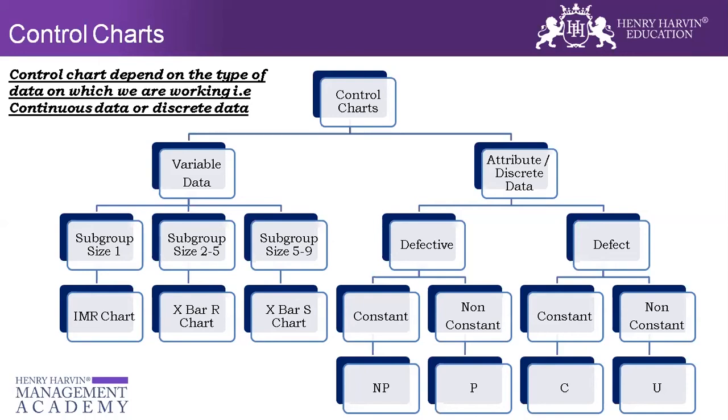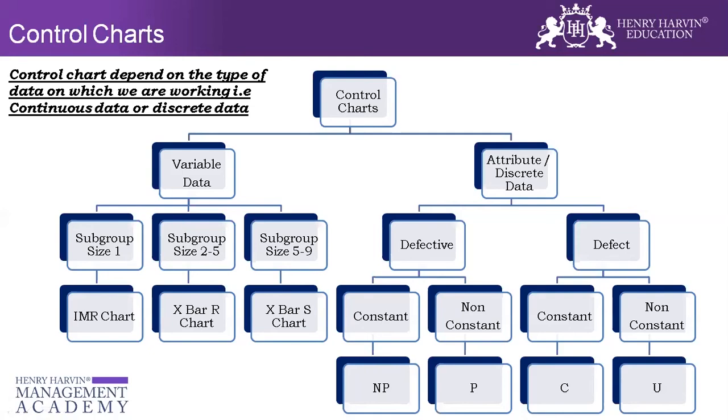So if my data is discrete, and if I'm measuring defective, then again I have two variants: constant and non-constant. Is it binomial or binary? Binary, yes or no, pass or fail. If I'm measuring it on defective or defect, I have two variants. One is constant and another is non-constant. So if my total data points that I am measuring are constant during the month or weeks, on which basis I have the data, in that case I'll use an NP chart. If the volume varies on a daily basis or on a weekly basis, or depending upon the data that I am plotting, then I would consider it non-constant.